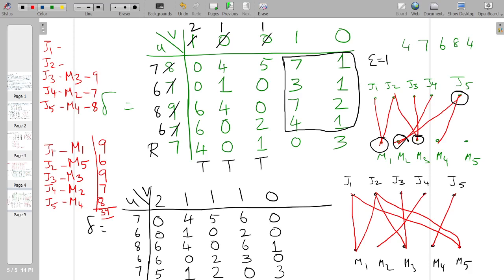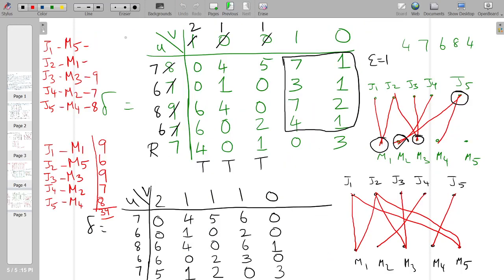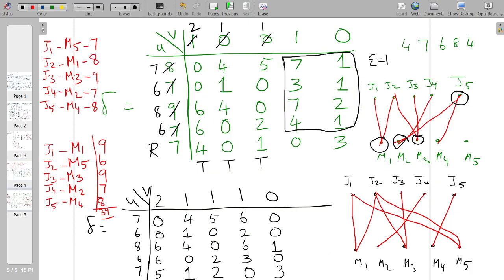So now I want to have a different assignment. J1 has got two options, M1 and M5. I have already used M1 in the first assignment. So what I will do is assign M5 here, and this would necessarily be M1. Now I have to check the value of J1 M5. J1 M5 is 7. Okay, and J2 M1 should be 8. So when I add this, 15 plus 9 is 24, plus 8 is 32, plus 7 is 39.